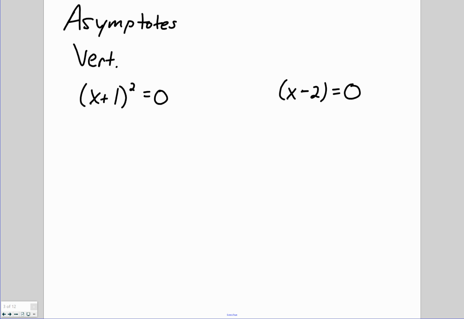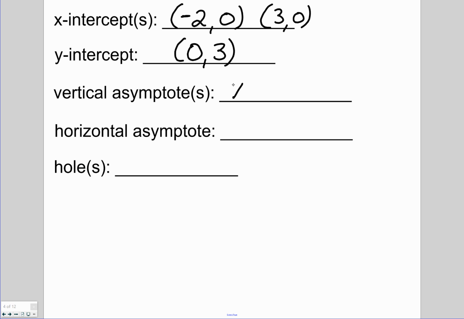Denominator equal to 0. So what makes x plus 1 squared equal 0? Plus or minus the square root of 0, which is just going to be 0. 0 is neutral. It's just -1. Students always overthink it. It's -1. The square really doesn't matter. What about this one over here? All right, so when you go to your vertical asymptotes, you're going to write x equals -1 and x equals 2.